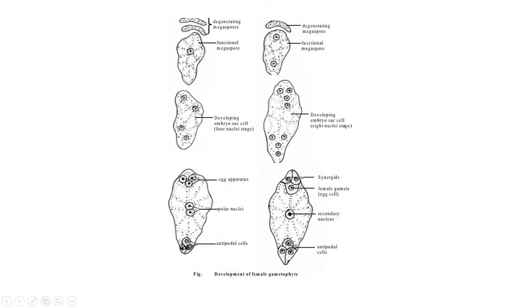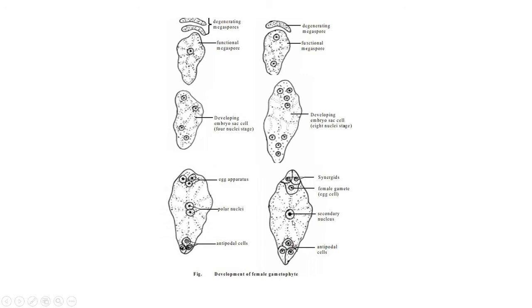The remaining nuclei present in the micropylar quartet move towards the center and are known as polar nuclei. One nucleus from the upper quartet, that is the micropylar quartet, and the other from the chalazal quartet move towards the center, resulting in the formation of polar nuclei. Both these nuclei fuse together to form a diploid secondary nucleus.